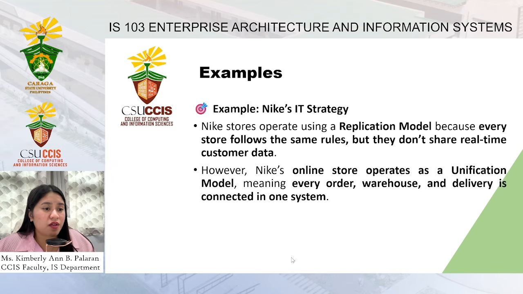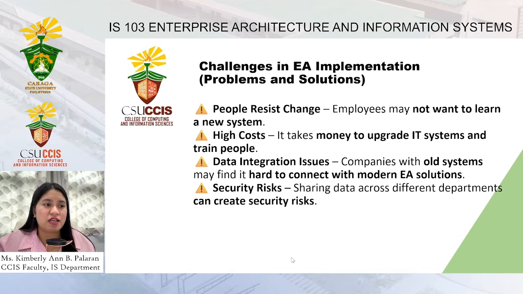However, Nike's online store operates a unification model. So that is like their e-commerce, for Nike, okay? Meaning, every order, warehouse, and delivery is connected in one system. So, it is still a combination of the replication model and the unification model. Let's now proceed to the challenges in EA implementation.